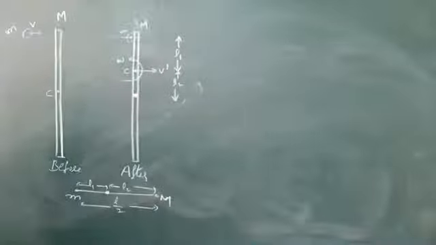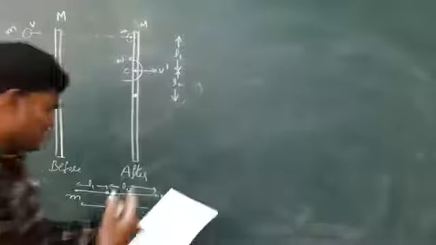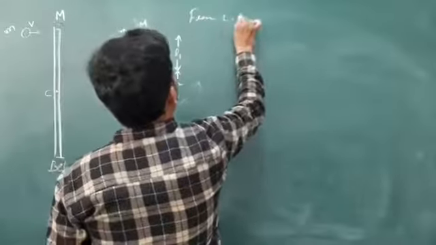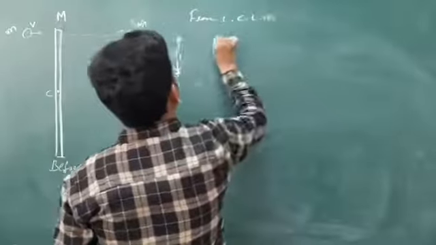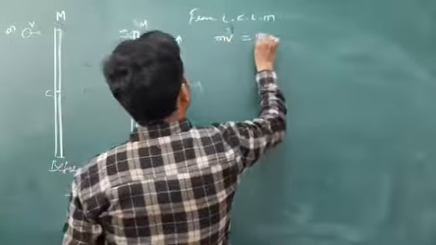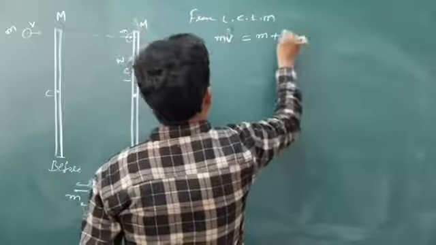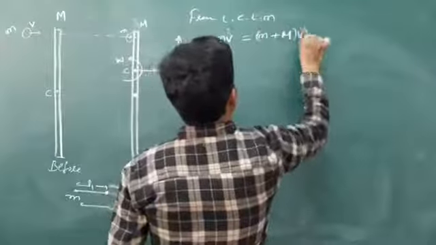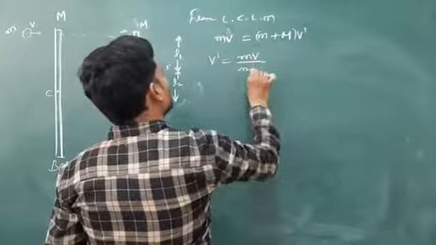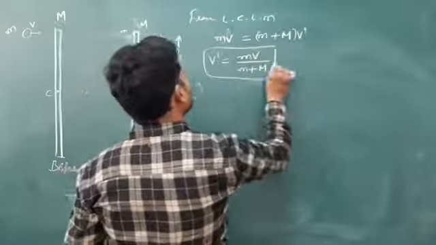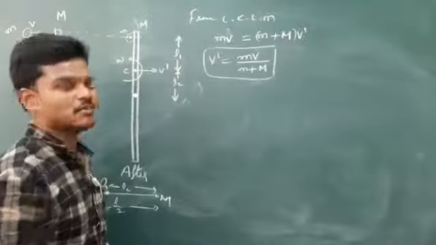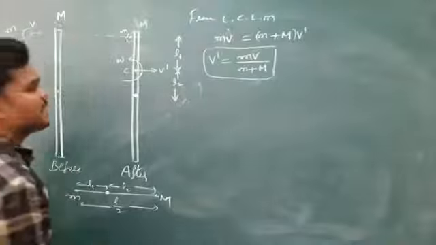And before that, let me apply the conservation of momentum. From law of conservation of linear momentum, before the collision is small m v, and after the collision the particle sticks. So M plus m, V dash. So we get V dash equals mv by M plus m. So I got the velocity of center of mass of the rod after the collision, like a common velocity in collision concepts. So V dash is mv by M plus m.